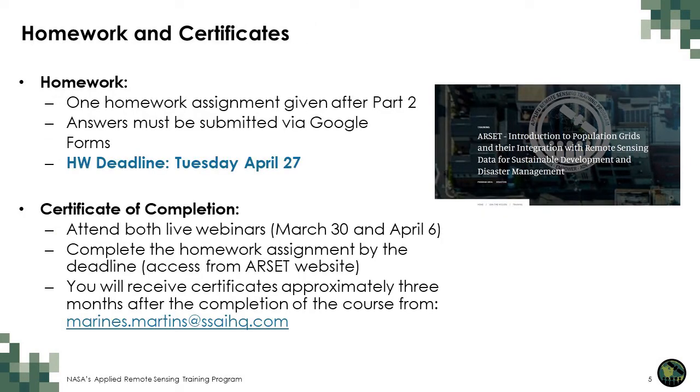There will be one homework assignment for this training, and it'll be given at the end of part 2 next week. These answers are submitted via a Google form. The deadline will be April 27th, and in order to receive a certificate of completion for this training, you have to attend both live webinars, so on March 30th and April 6th, and then complete the homework by April 27th. You will receive a certificate approximately 3 months after the completion of the course from Marinus Martins.